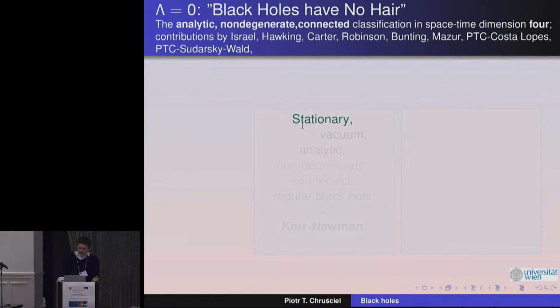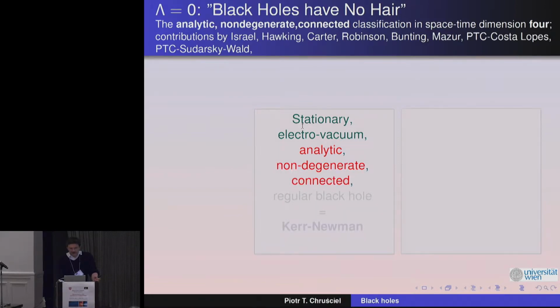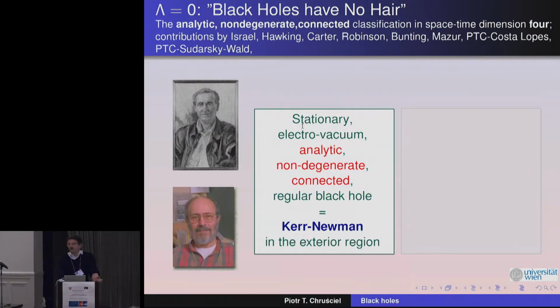Good. So this theorem we discussed yesterday, the no-hair theorem, and now lambda is 0. A lot of people involved, but then you assume you have a stationary solution. It's electrovacuum or vacuum. And there are these hypotheses that I already mentioned yesterday are not that fortunate. You have analytic, non-degenerate, connected, regular, then it's Kerr-Newman. Okay, so there is a theorem. There is a beautiful theorem. A lot of people were involved, but it has these limitations.